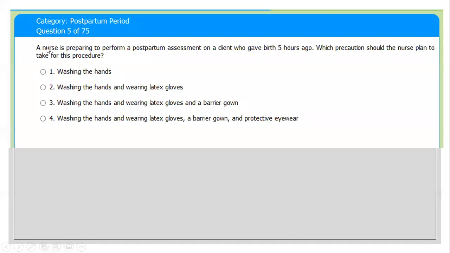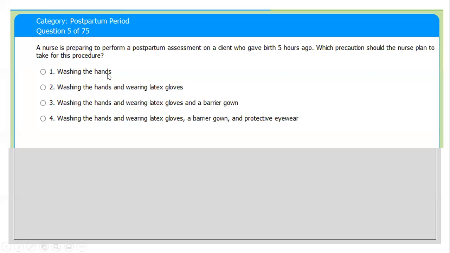Next question: a nurse is preparing to perform a postpartum assessment on a client who gave birth 5 hours ago. Which precaution should the nurse plan to take for this procedure? So a healthcare provider is ready to assess a postpartum mother who gave birth 5 hours ago. What precautions should we follow?